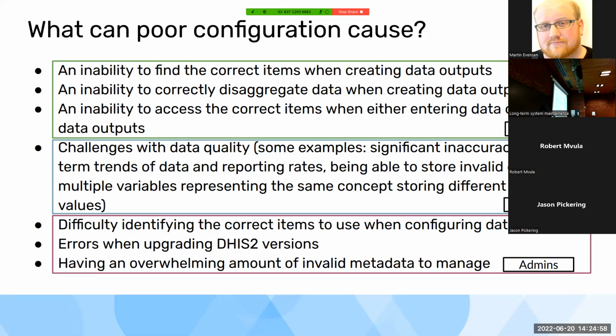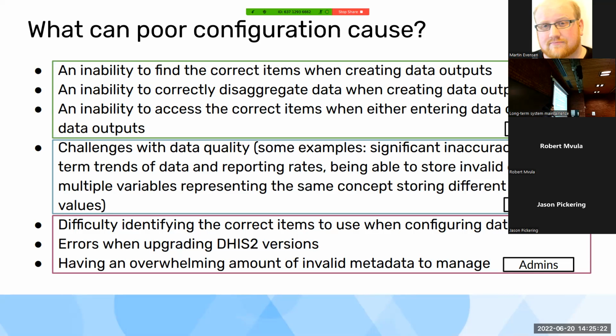There are also a lot of challenges with data quality. In particular, as a configuration is updated over time, you might have old data sets or old tracker programs or whatever it might be, and you're not able to access that legacy information for whatever reason. And you have problems with the consistency of your data because there are multiple concepts represented by different things. It just becomes very difficult to actually use that data the way it's meant to be used.